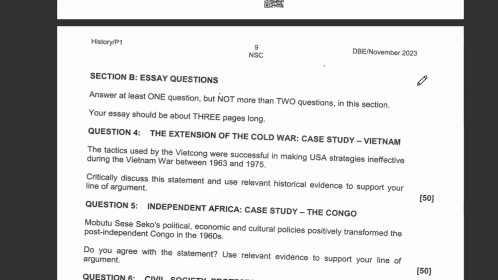Vietnam as a nation was divided into two. The division was based on the economic ideologies of communism and capitalism. That was the basis of the split of Vietnam into two, North Vietnam and South Vietnam. And also, on the history of Vietnam, we know that Vietnam was previously colonized by France. It was under French colonial rule.